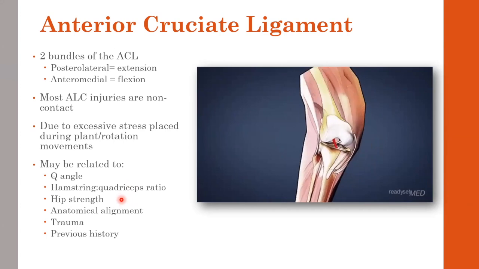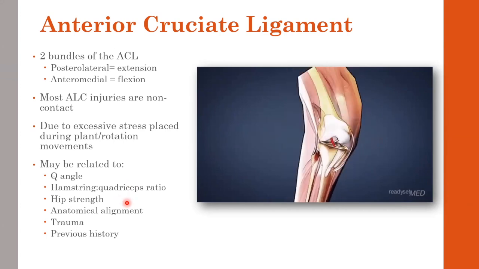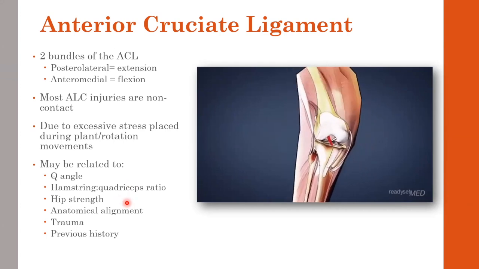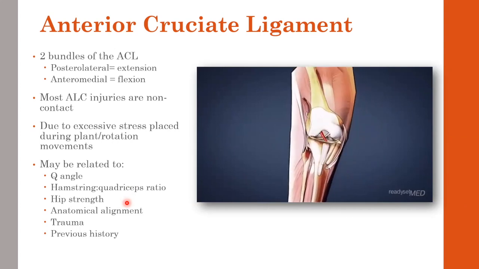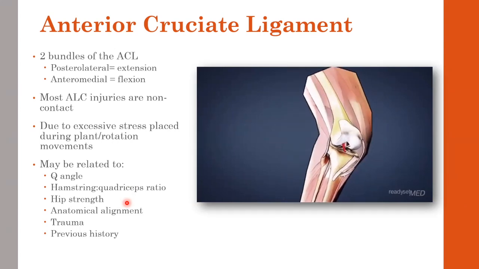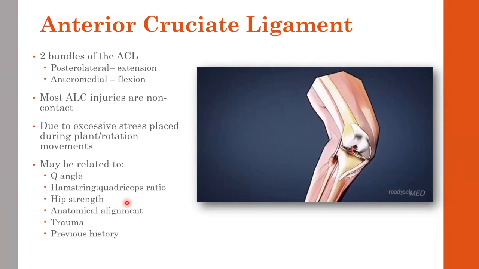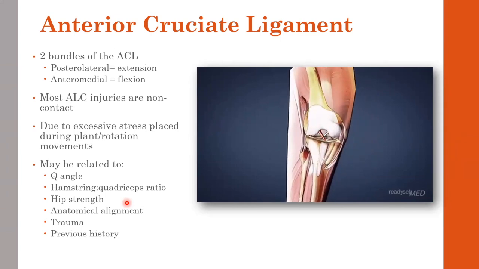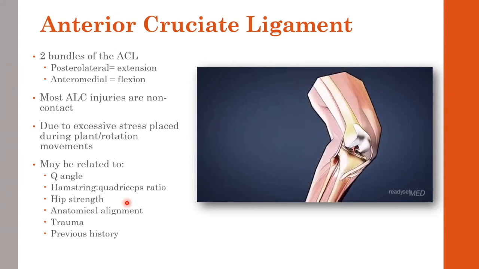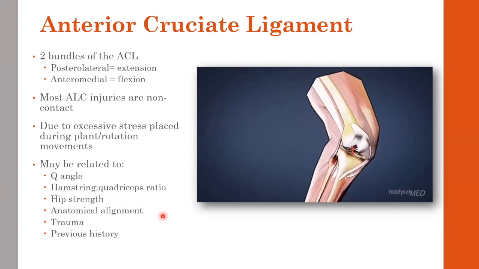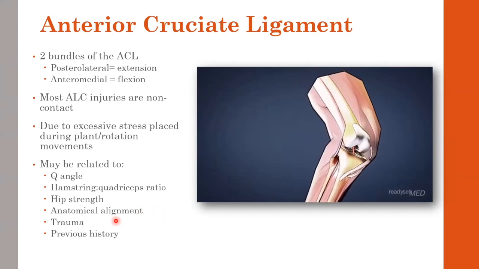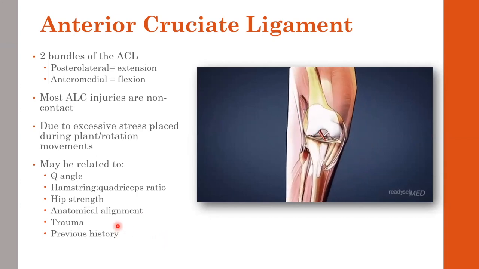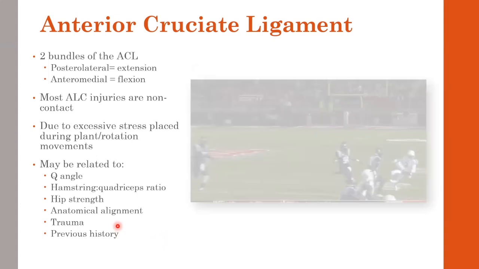It also may be caused due to hip strength. Again, whatever deficiencies we see occurring about the hip may go down the kinetic chain, and it may have our knee in a position that is more favorable for an ACL injury to occur. It may impede our anatomical alignment, and of course, previous history and trauma may also cause the ACL injury to occur.